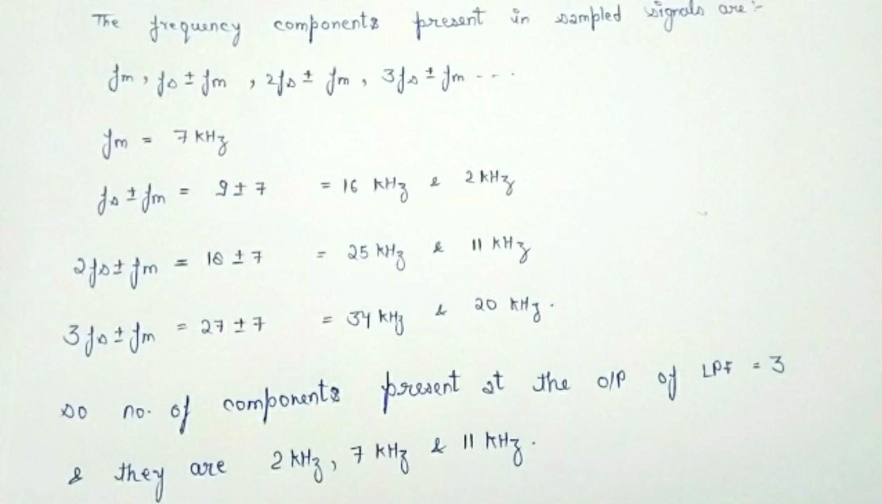Then by 2fs plus minus fm we get 25 kHz and 11 kHz. By 3fs plus minus fm we get 34 kHz and 12 kHz, and the reconstruction filter frequency is 12 kHz. So 7 kHz is present, 2 and 11 are present in the output, and from 3fs plus minus fm no frequency is present. Therefore we do not go to 4fs plus minus fm, and we get our answer as 2, 7 and 11.